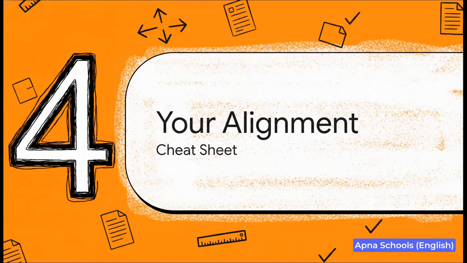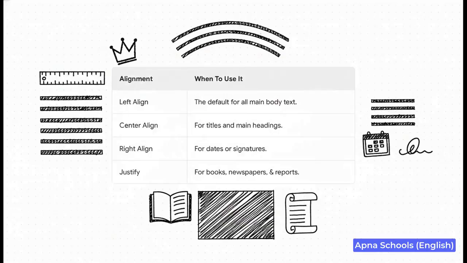Okay, so the big takeaway here is knowing which tool to use and when. To make it super simple, we put together a little cheat sheet that sums up everything we've just talked about. So here's the breakdown. For your standard body text, stick with left align. That's your workhorse. Use center align to make your titles and headings pop. Keep right align for those small, specific items like dates. And when you need that polished, super professional look for a formal report or a book, justify is your go-to. It really is that simple.